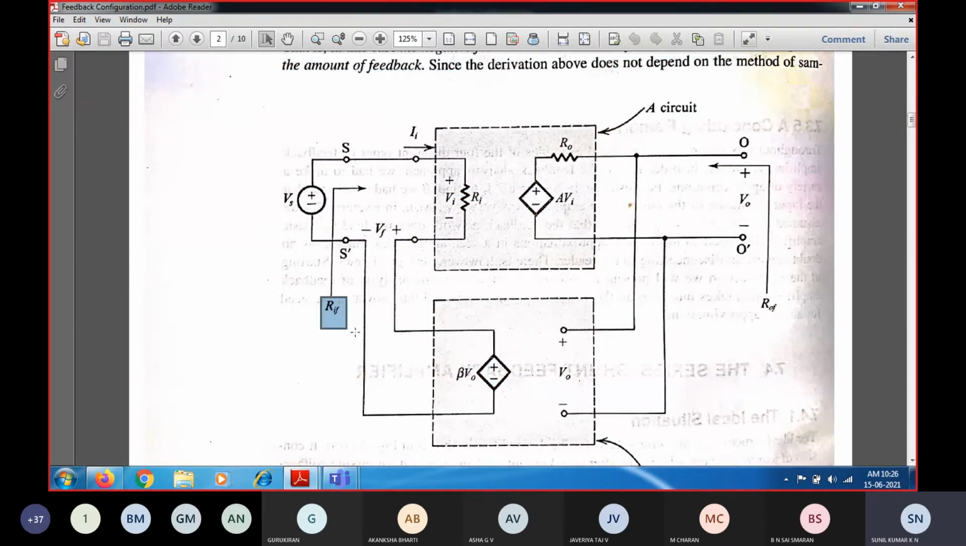Rif is the input resistance with feedback. For this, the input voltage is Vs and the current is Ii, so Rif will be equal to Vs by Ii. Ii is the current which flows across Ri and develops a voltage Vi. This voltage Vi is nothing but Vs minus Vf. This is the error voltage across the input side of the amplifier, and current Ii is flowing for this.